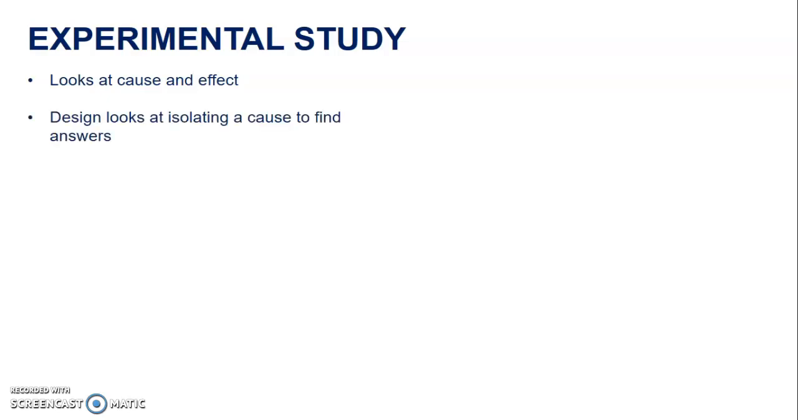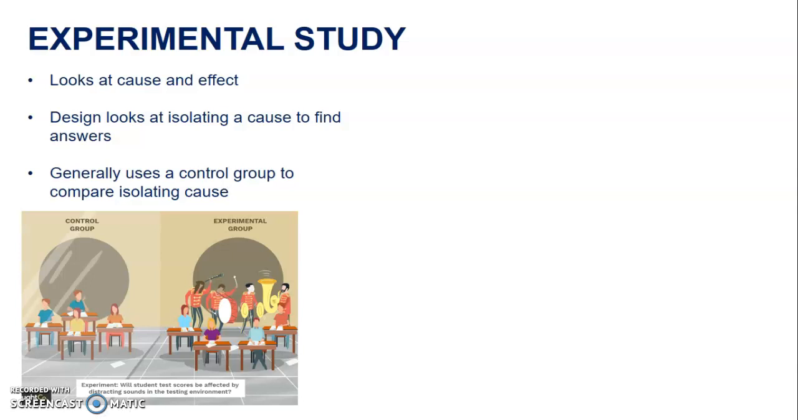And the last one is something that we're probably a little bit more familiar with, which are experimental studies. So experimental studies are the ones that look at cause and effect, and they look to isolate specific variables to find answers to specific questions. So with, I would say, most experimental studies, they generally use control groups to make sure that the results they get are indeed valid. So this is where we've got these sort of examples here. You've got a control group and an experimental group.